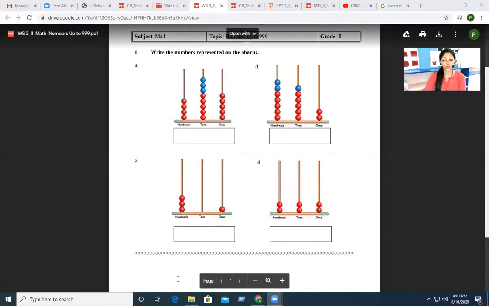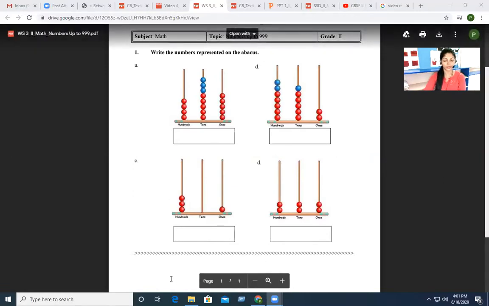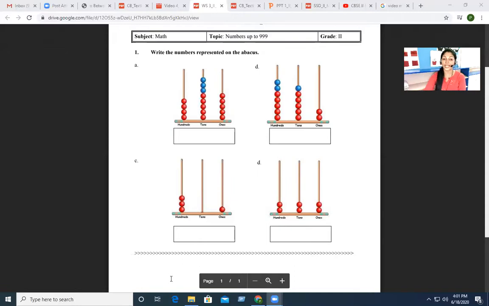And you will also do additional sums like this. Okay, so you need to practice how to represent numbers in abacus and how to read what is represented in abacus. Is it clear? Yes? Okay, I'm sure you'll be able to do it on your own. Okay, so now let's move on to the next topic.